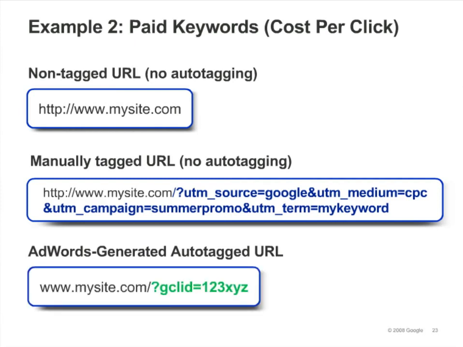The third example shows what an AdWords auto-tagged URL might look like once AdWords has appended the GCLID variable to the end of the URL. This traffic will show up in your AdWords reports, and you'll see complete AdWords information.